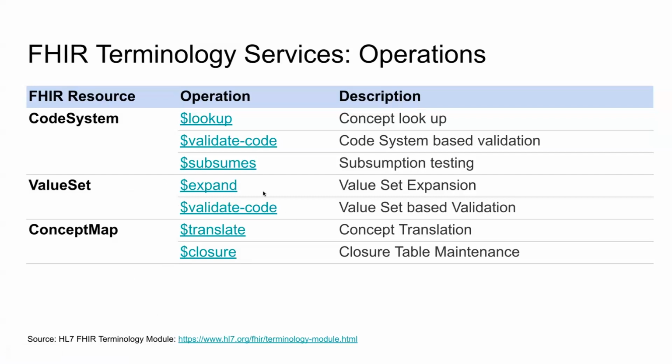And expansion is what we talked about, is how you evaluate the rules for inclusion in a value set and actually retrieve all of those codes. And then concept map lets you do translations. And there are a couple more, subsumes and closure, that are a little less commonly used. They're not part of, for example, they're not profiled in SVCM in that IHE profile, but they're still important.